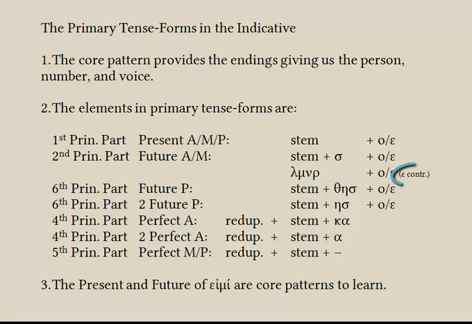And I've got epsilon contract over there on the right to remind you that that's going to look like an epsilon contract present. And notice the final one, the perfect middle and passive, where I have that line indicating that there's no tense sign. And notice there's no variable vowel there either. So you should review those elements that go into the different tense form signs so you can recognize them, and then also review the pattern of μι. In the next video, we move on to the secondary tense forms.